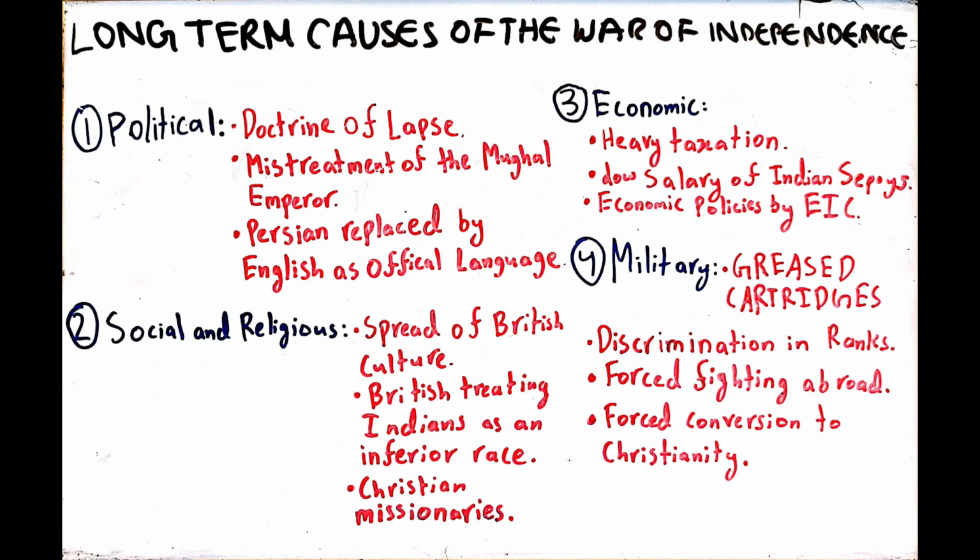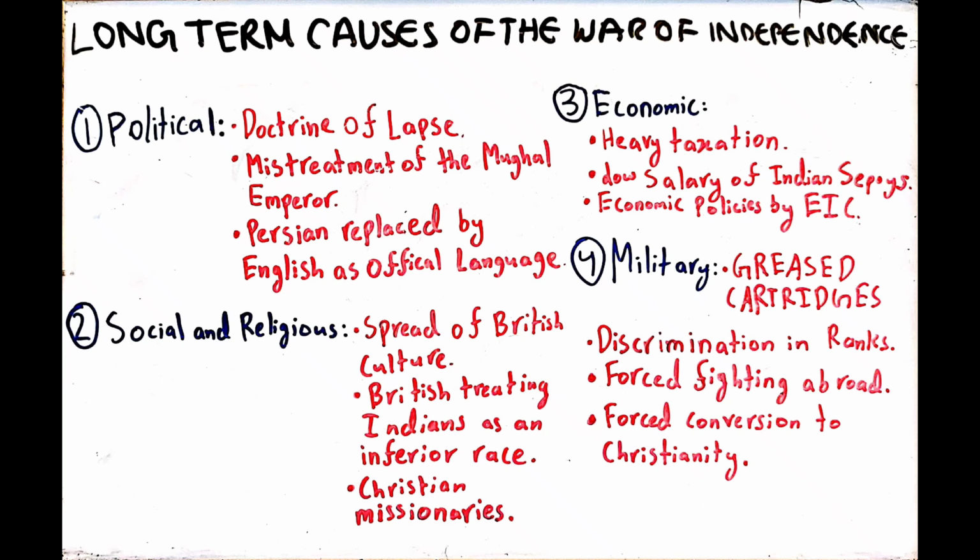Point number 3 would be about the economic policies of the EIC. The economic policies were more favorable towards British goods. British made goods were extremely cheap compared to Indian made goods, and this was bad for the Indians in general because they weren't making enough money. More money was being given to the British, and that's just another factor that led to the War of Independence.